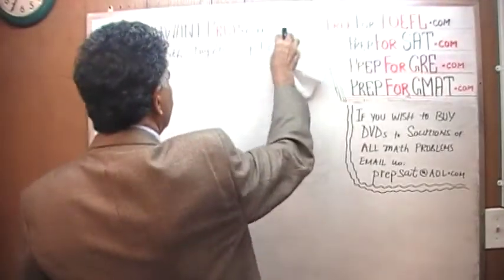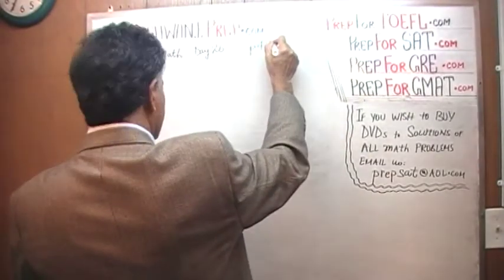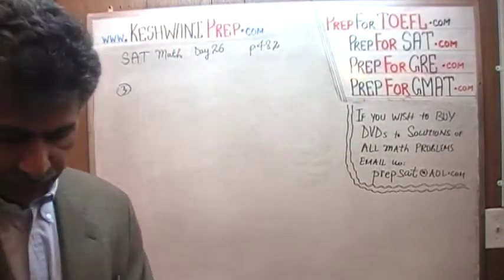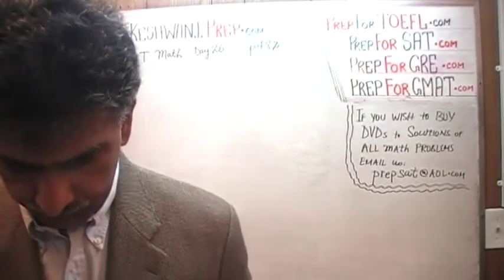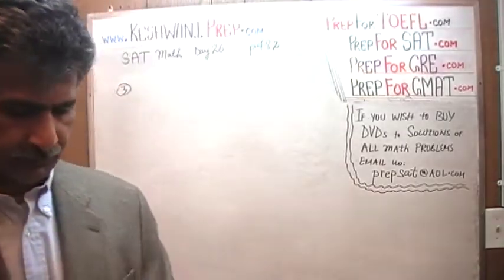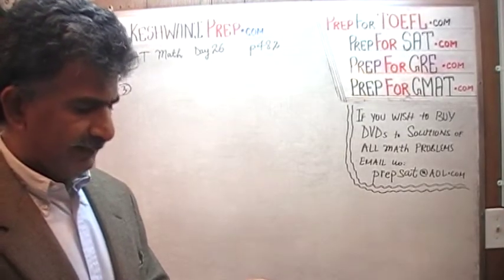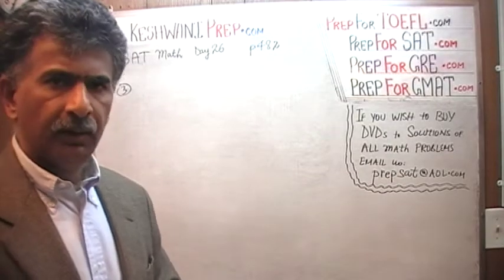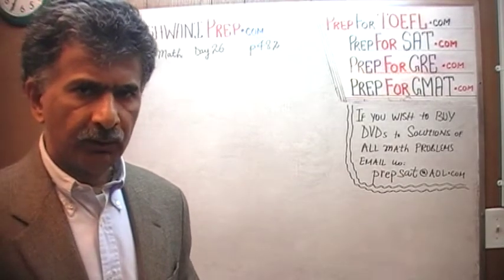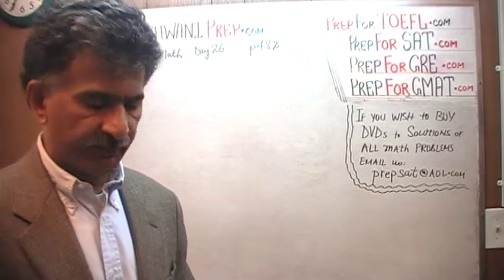Number 3. Page 482, next page. The table above defines a linear function. Alright, so it's a linear function. Linear function simply means that they go in fixed increments. Every time x changes by a certain amount, the y changes by the same exact amount.